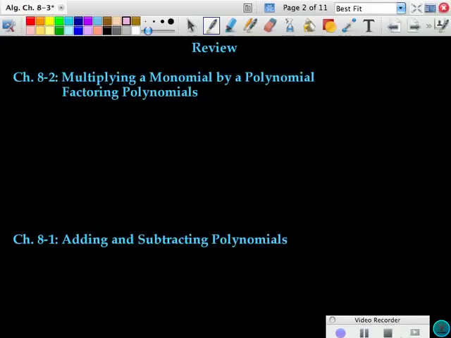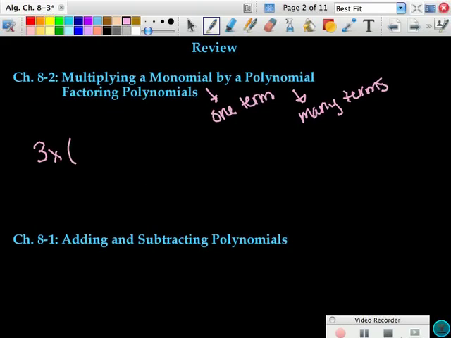Let's do our review, shall we? All right, section 2, multiplying a monomial by a polynomial. Remember that the mono means one, and the nomial portion is term. So polynomial means many terms. Okay, so when you are multiplying a monomial, so one term, by a polynomial, many terms.